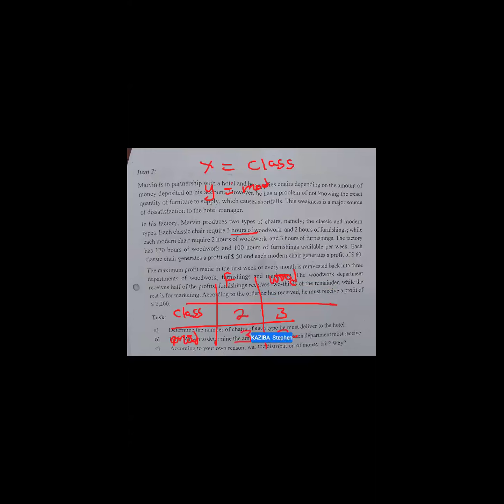Then you ask, what is the available number of hours? Woodwork has 120 hours, so under woodwork the total will be 120. For furnishing, the total is going to be 100. Those are the two equations: one about furnishing and another about woodwork. So you say 2x plus 3y should be less than or equal to 100, and 3x plus 2y should be less than or equal to 120.